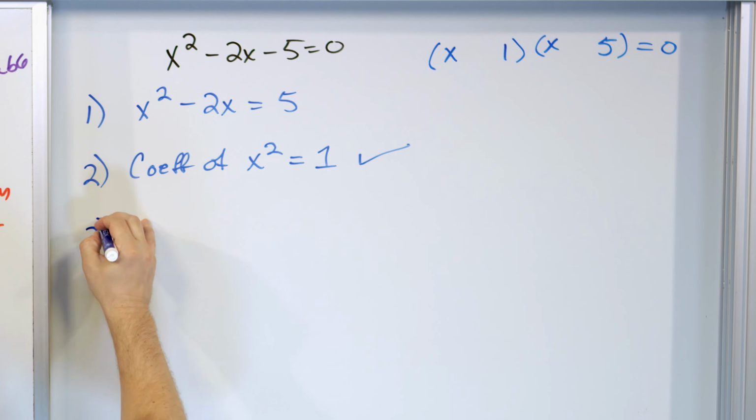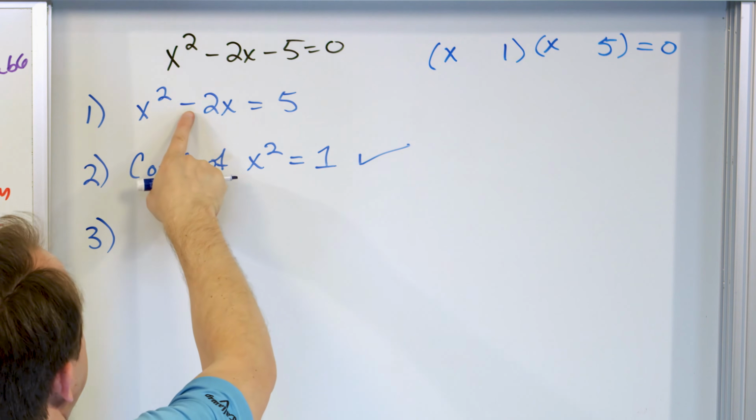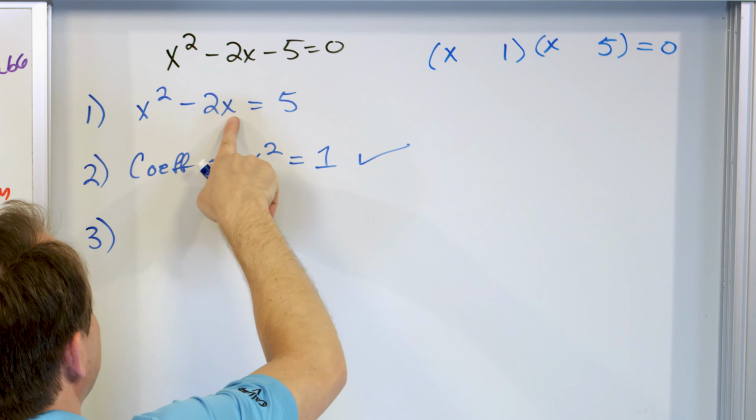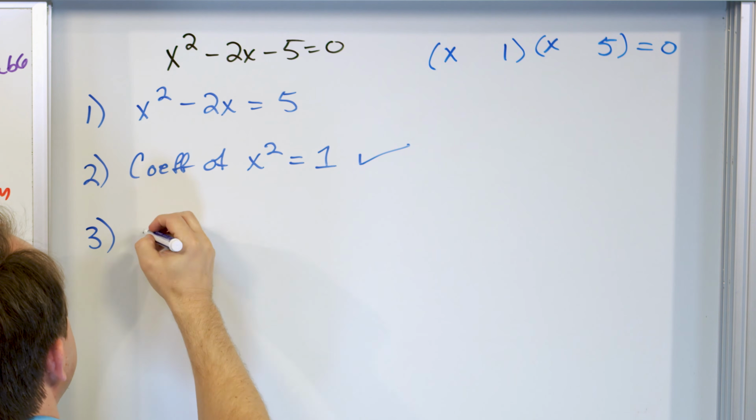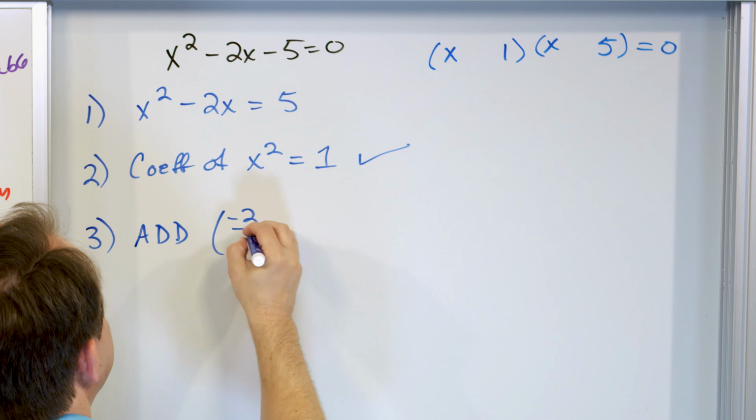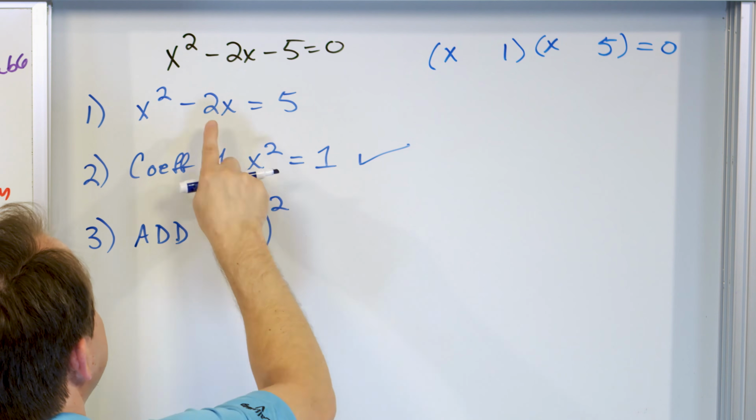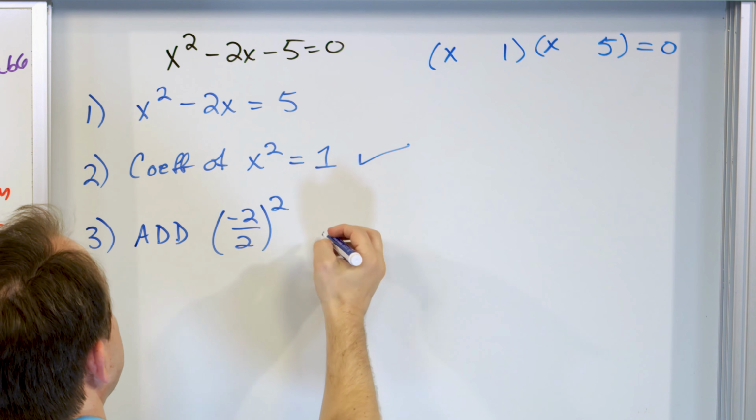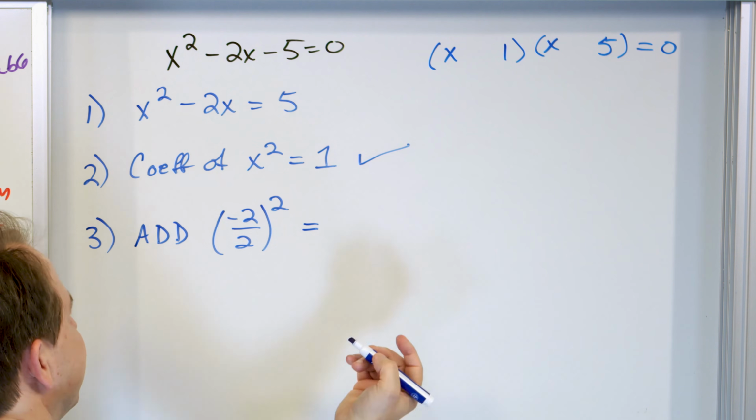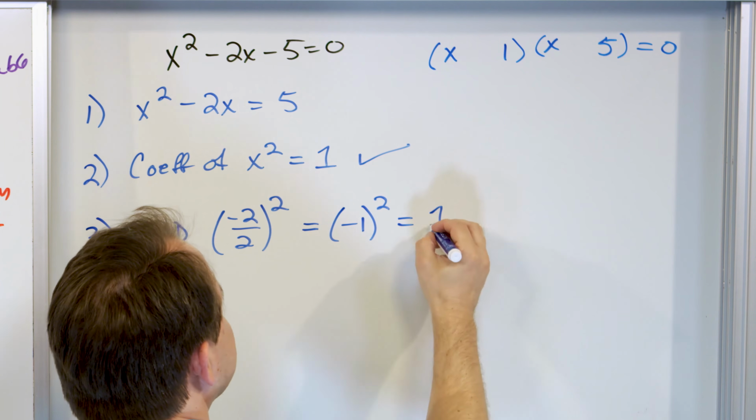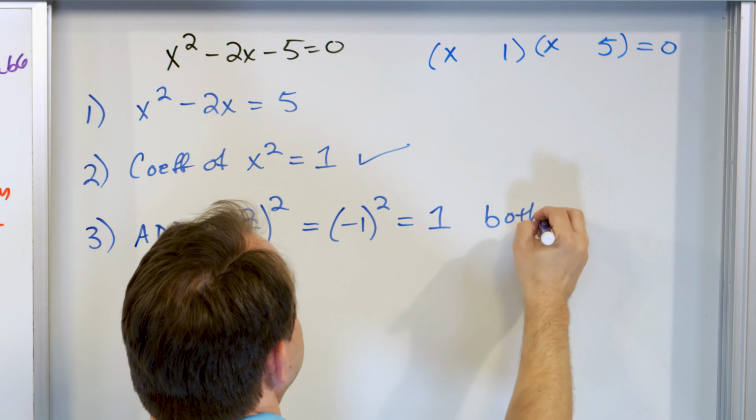The next step is we have to take a look at what's in front of the x term. In this case, it's negative 2. So we're going to add. We're going to take the negative 2, divide it by 2, and square it. Whatever is in front of here, you divide it by 2, and then you square it. That's negative 2 divided by 2, which is negative 1. We're going to square that. What is negative 1 squared? It's positive 1, to both sides.